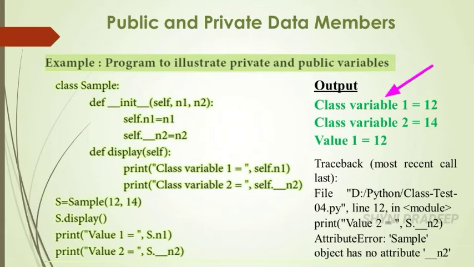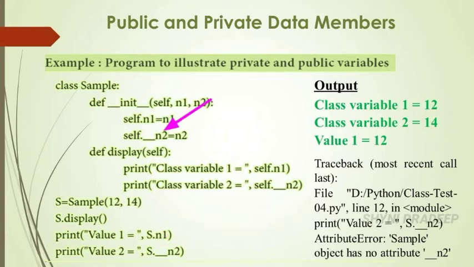See this output. Class variable 1 is equal to 12. Class variable 2 is equal to 14. And see, value 1 is equal to 12. Value 2 is not given, because value 2 is equal to s.__n2.